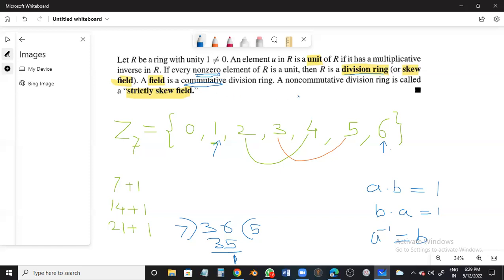But if it is non-commutative, only one thing is violated, but it is a division ring, then we call it a strictly skew field. At this moment, I won't insist upon using this wording. Only keep in mind that a field has to be a commutative division ring. Is it okay?